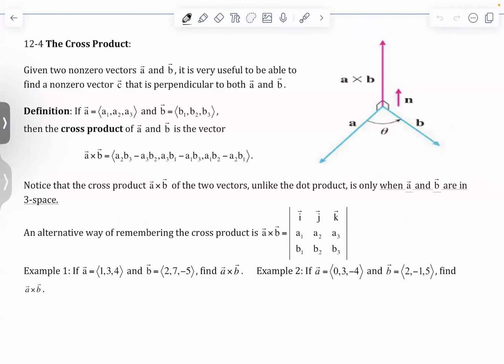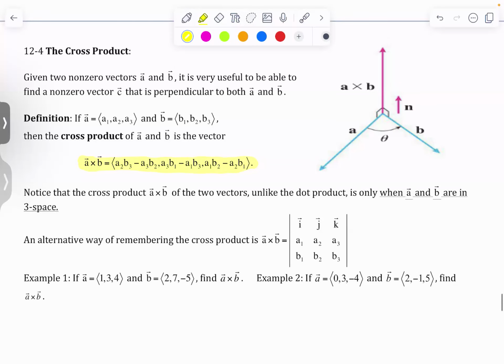And now we are going to do the cross product. So let's walk through this. Given two non-zero vectors A and B, it is very useful to be able to find a non-zero vector C that is perpendicular to both A and B. So this cross product, you can see how incredibly messy this is. But you can just imagine that that's kind of what I just did a few minutes ago, but I did it using a determinant.